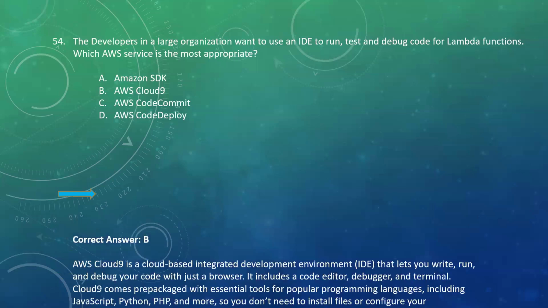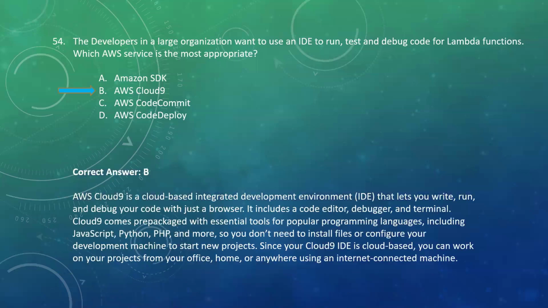The correct answer is option B, AWS Cloud9. It is a cloud-based integrated development environment that lets you write, run, and debug your code with just a browser. It includes a code editor, debugger, and terminal. Cloud9 comes pre-packaged with essential tools for popular programming languages, including JavaScript, Python, PHP, and more. So you don't need to install files or configure your development machine to start new projects.